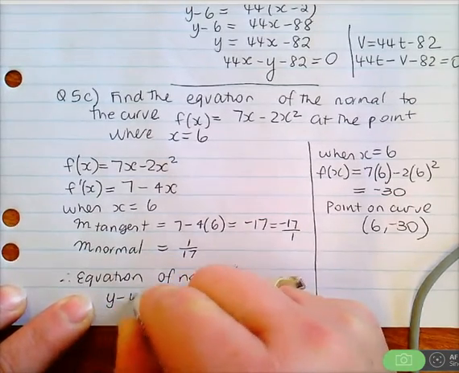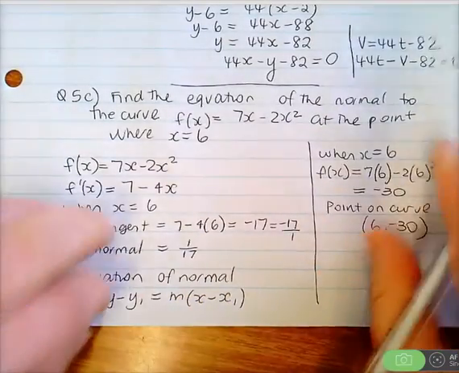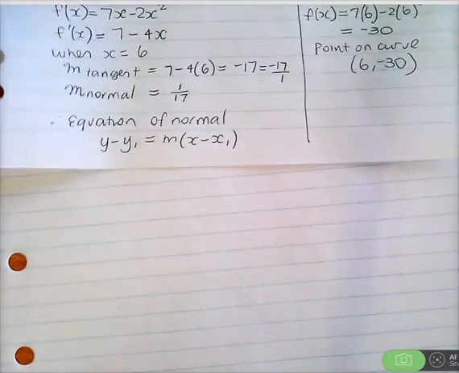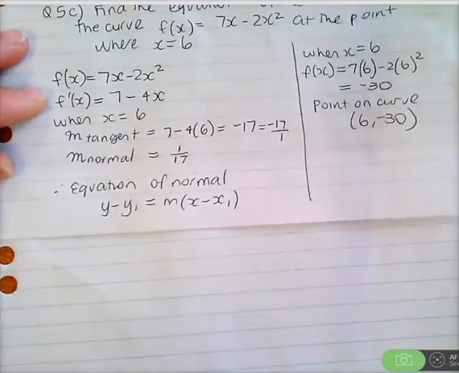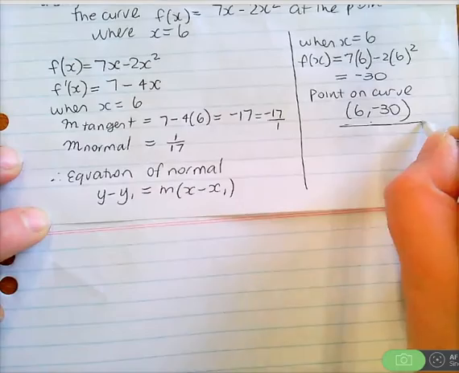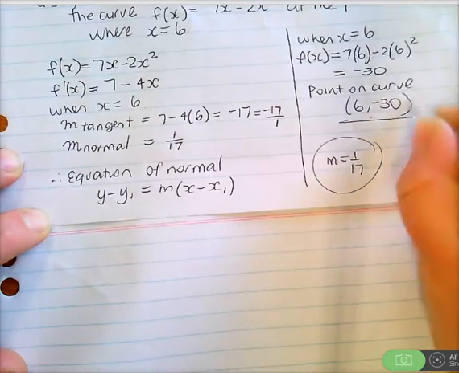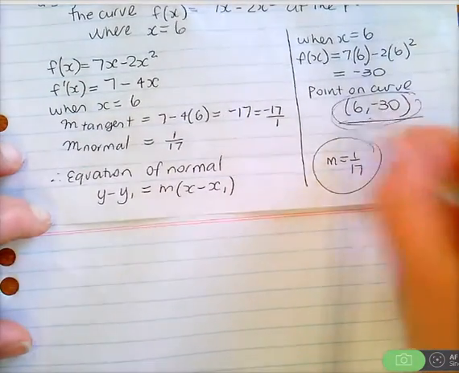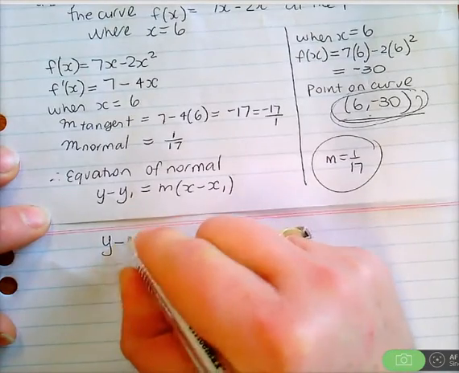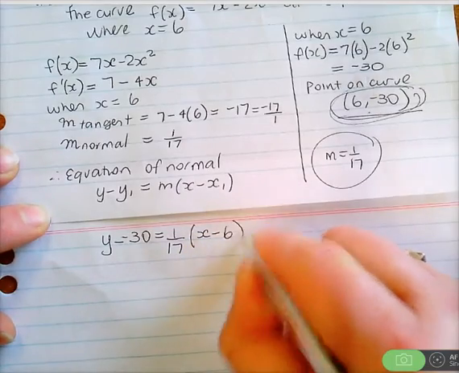is y minus y1 equals m bracket x minus x1. Now I'm just going to go over the page. So we've got, there's our point up there. So we're going to use the point 6, negative 30. We're going to use gradient 1 on 17. So that's what we're using. They're circled up here. So we go y minus negative 30 is 1 over 17 times (x minus 6).